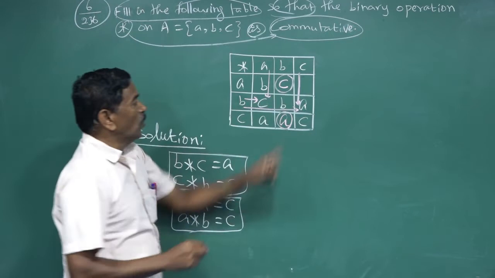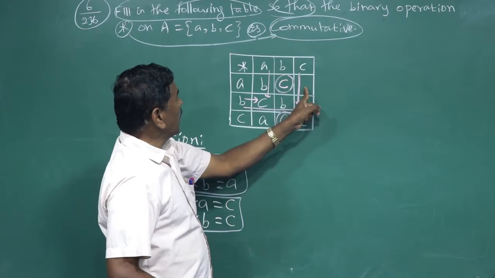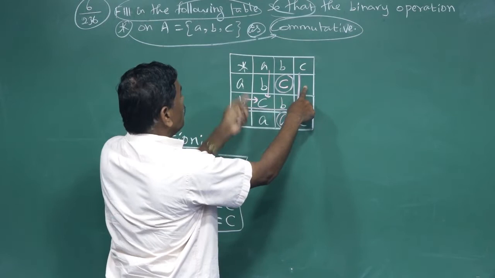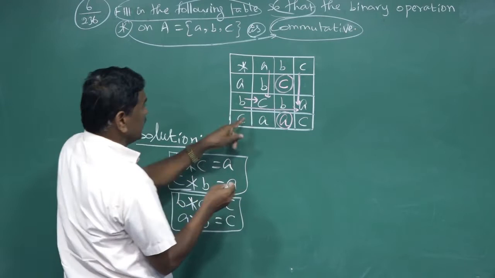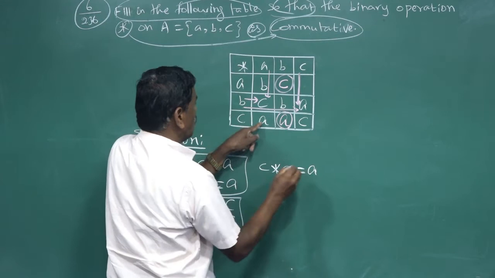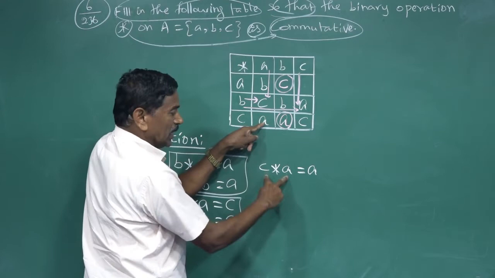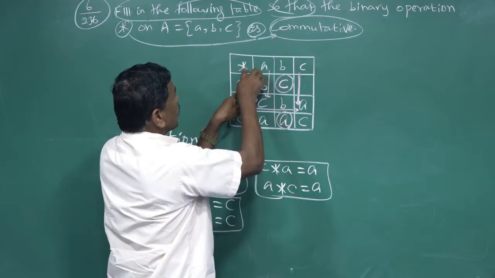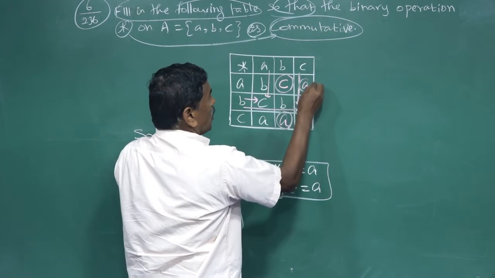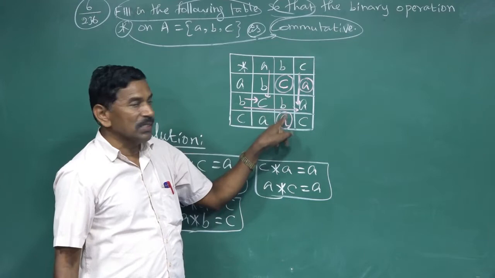Next, one more box to find. Consider A star C, which means I want to find C star A. Listen, C star A is equal to A. Since it is commutative, C star A equals A star C, so A star C is equal to A. Now, where is A star C? Here, so this answer is A. All three boxes are filled, and beside it I want to draw the diagram.